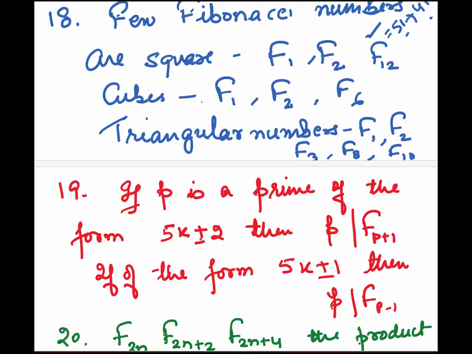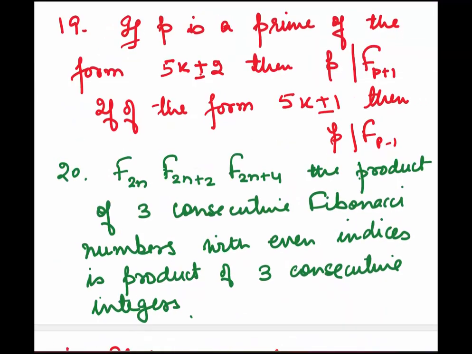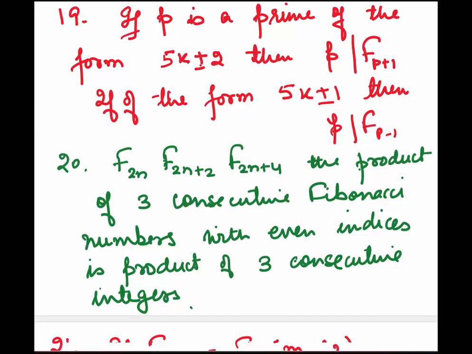If p is a prime of the form 5k plus or minus 2, then p divides f of p plus 1. And if it is of the form 5k plus or minus 1, then p divides f of p minus 1. Next result is also very interesting. f of 2n, f of 2n plus 2, f of 2n plus 4. If you take the product of these, it is a product of 3 consecutive Fibonacci numbers with even indices, and this will always give us a product of 3 consecutive integers.